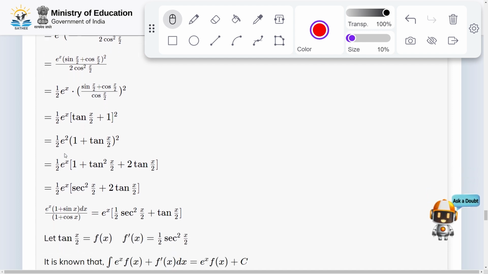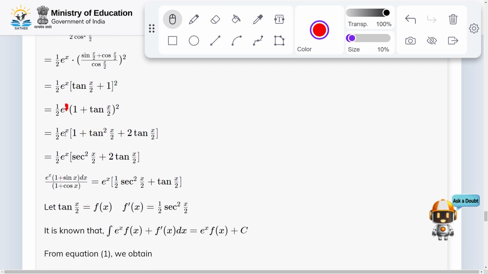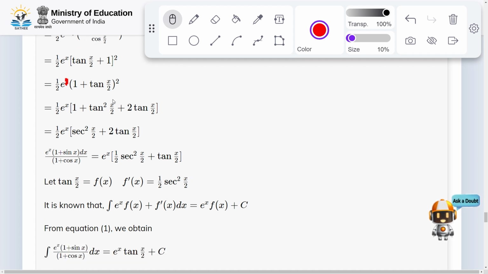So this means half of e^x, okay, e^x. So half of e^x (1 + tan x/2) whole square, so half of e^x (1 + tan² x/2 + 2 tan x/2). As you can see, after expanding this square, you get e^x (sec² x/2 + 2 tan x/2).